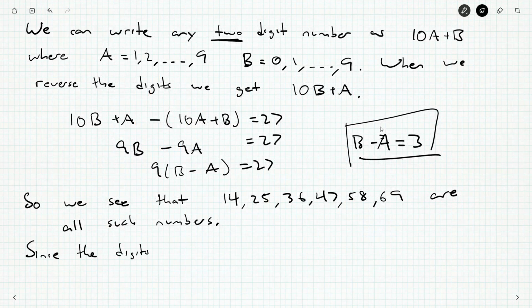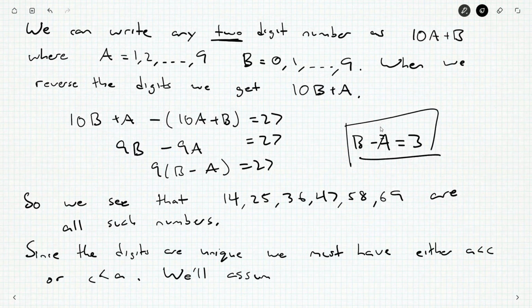Since the digits are unique or distinct, we must have either A less than C or C less than A. We'll assume, and you could say something fancy like "without loss of generality," but I would leave that to the real mathematicians. It just means we're making an assumption that won't impact anything, because if we do the exact same work with C less than A, everything will work out the same. It's just a name change. So we'll assume that A is less than C.